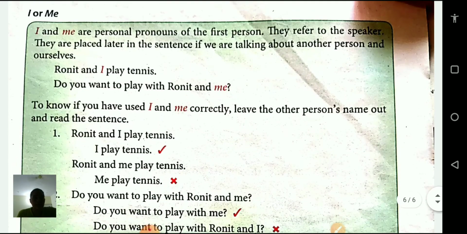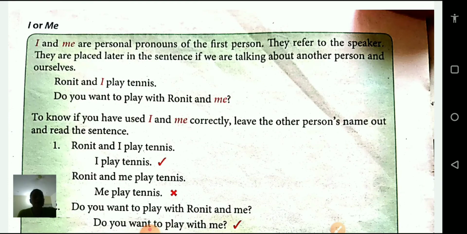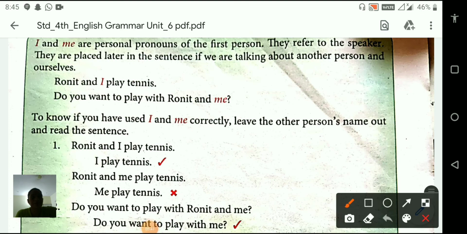I or me. I and me are personal pronouns of the first person. They refer to the speaker. They are placed later in the sentence if we are talking about another person and ourselves. Now Rohit and I play tennis. Do you want to play with Rohit and me? In this sentence you can see here students, I is placed later in the sentence. I is placed after Rohit.